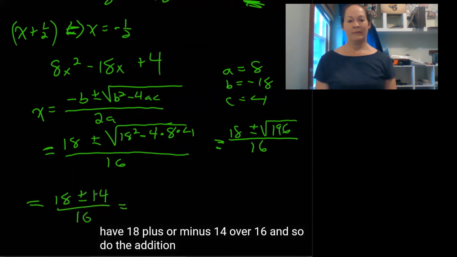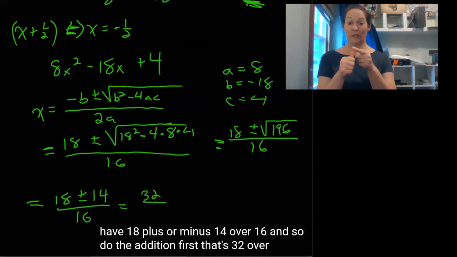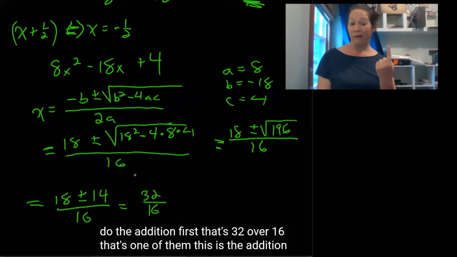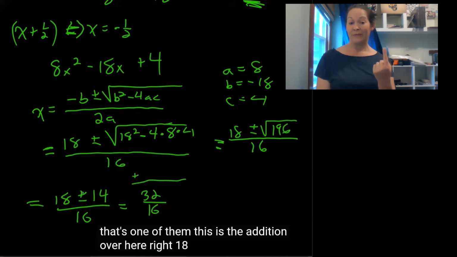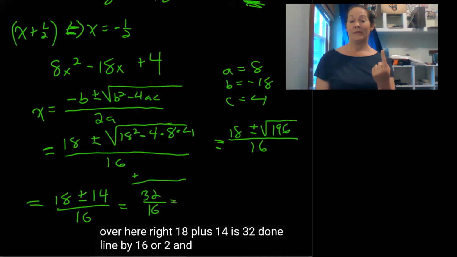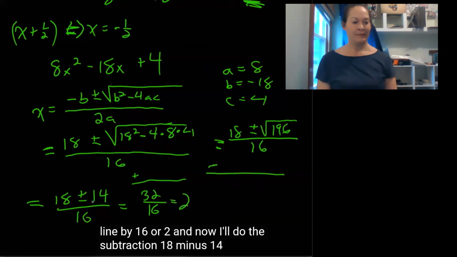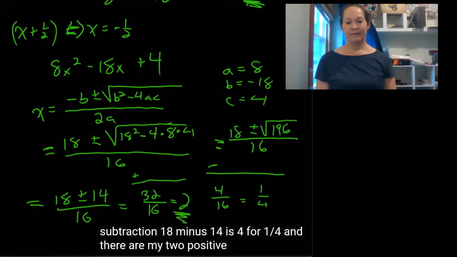And so I'll do the addition first. That's 32 over 16. That's one of them. This is the addition, plus sign over here, right? 18 plus 14 is 32, divided by 16, or 2. And now I'll do the subtraction. 18 minus 14 is 4, over 16, or 1/4. And there are my two positive roots.